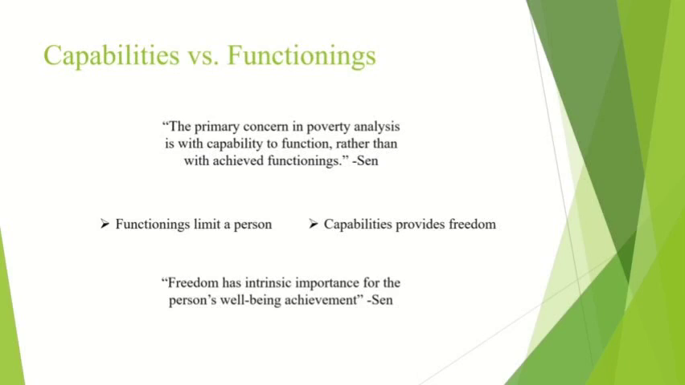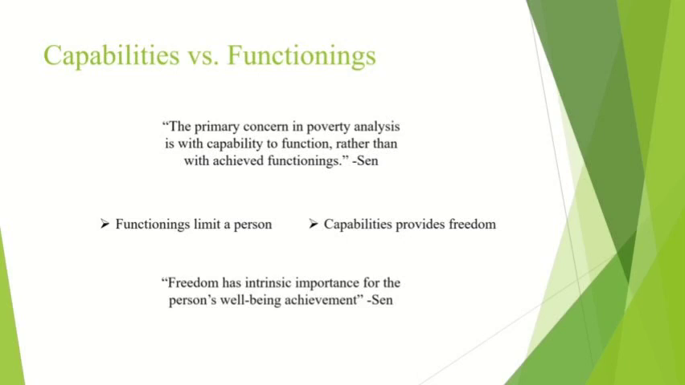Before we talk about these central capabilities, though, we need to address the differences in capabilities and functionings. Sen states that the primary concern in poverty analysis is with capability to function rather than with achieved functionings. This is because if we were to use functionings to describe the state of poverty a person is in, it would limit that person and force them to live in a certain way based on what the government or others think is best. And what they think is best might not be best for everyone.